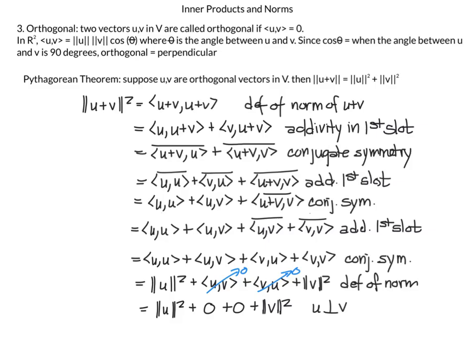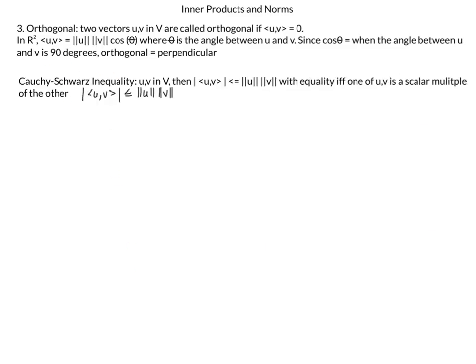So what we have then is the norm of u squared plus the norm of v squared, which concludes our proof of the Pythagorean theorem. Our next proof is of the Cauchy-Schwarz inequality. If u and v are vectors in V, then the magnitude of the inner product of u and v is less than or equal to the norm of u times the norm of v, with equality if and only if one of u, v is a scalar multiple of the other.